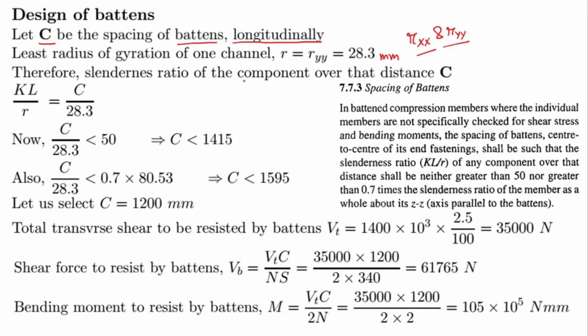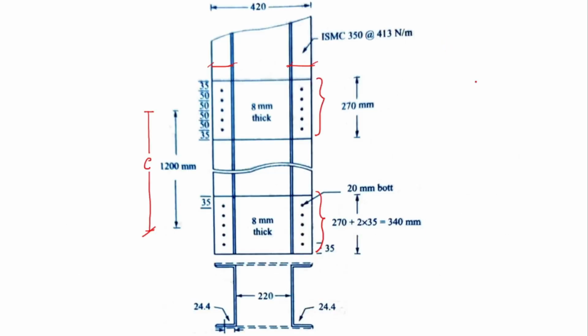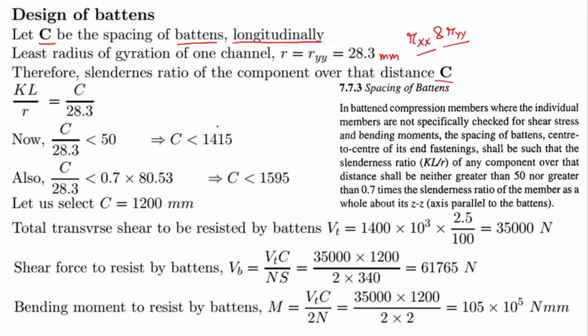Therefore, slenderness ratio of the component over the distance C. That means in this distance C, for the channel, what will be the slenderness ratio? It is KL by r. KL is the effective length. So here the length is C, and then least radius of gyration is 28.3. So slenderness ratio is C by 28.3.